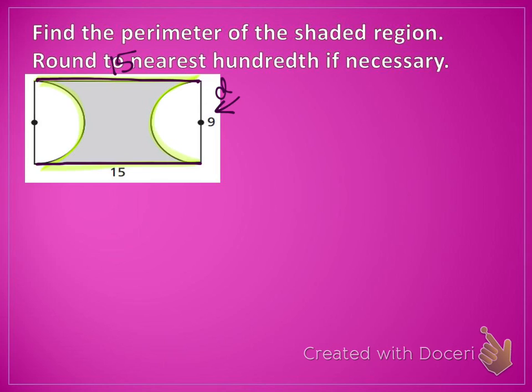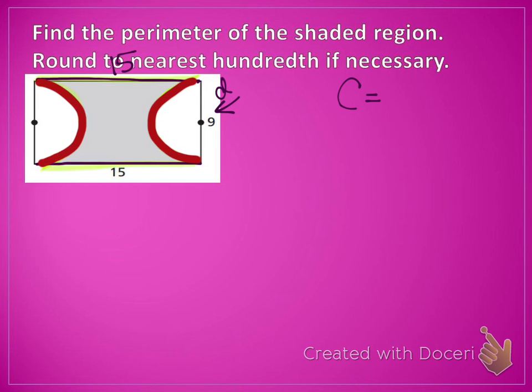So really, the only parts that we're missing are the circle, right? Essentially, there are two circles. No, it's one circle, right? It's two halves of a circle. So what we can do is find the circumference of the circle and then add it to the 15 and 15. Okay, so how would we find the circumference of the circle?